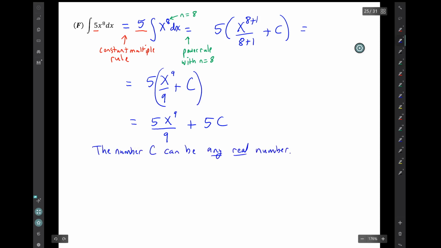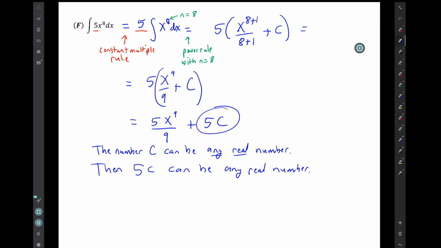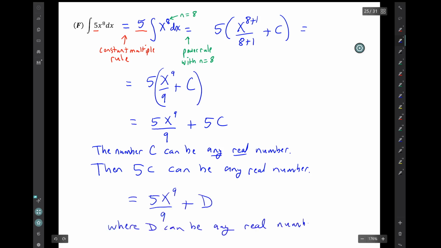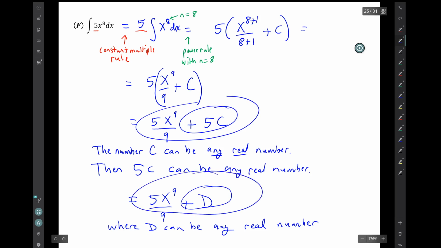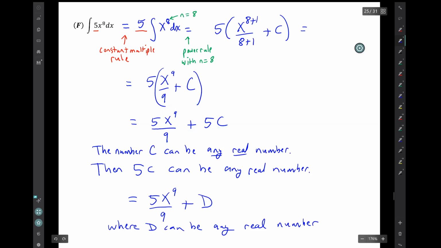So this is a function form. But if c can be any real number, then 5c can be any real number. So this expression, 5c, has the capability of being any real number. Well, we can just change the name of that. So I can simply replace this plus 5c with this plus d. These are the same function form, even though they look different. They represent the same general antiderivative.